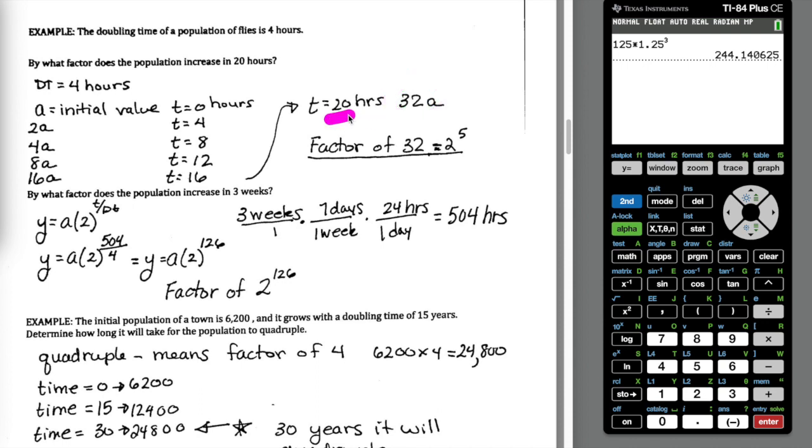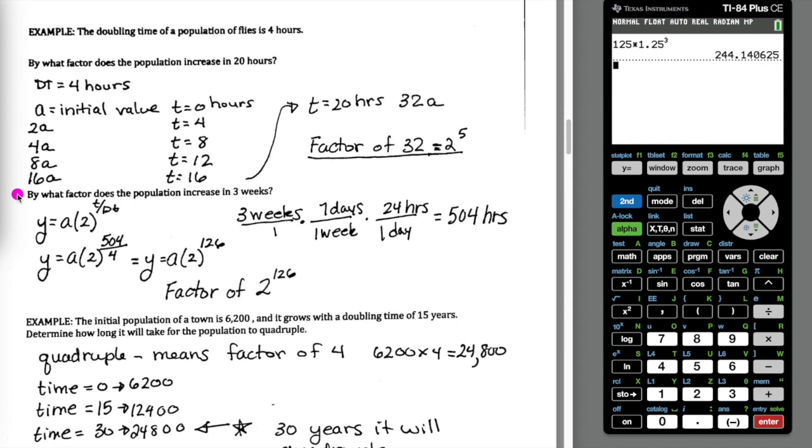So at 20 hours, 16A changes into 32A. So this is going to be a factor of 32. So whatever I started with, it's going to increase by a factor of 32. Now, I want you to keep in mind that 32 can be written as 2 to the 5th, and this is going to play into the other way that you can do it.